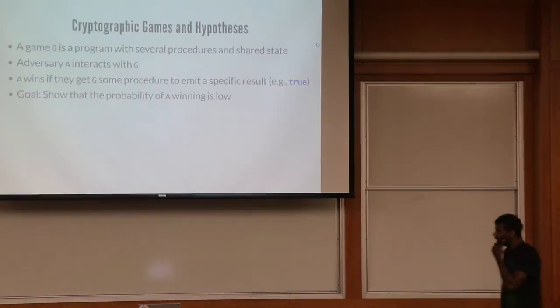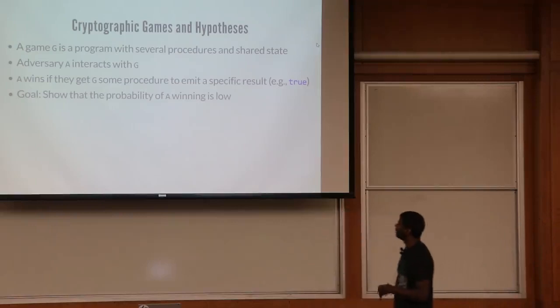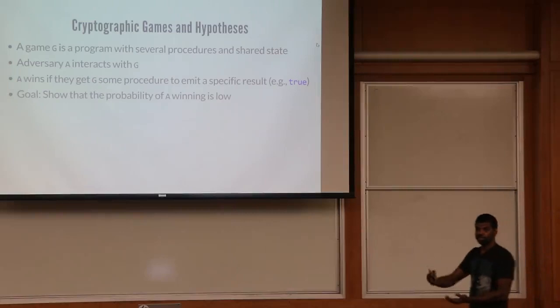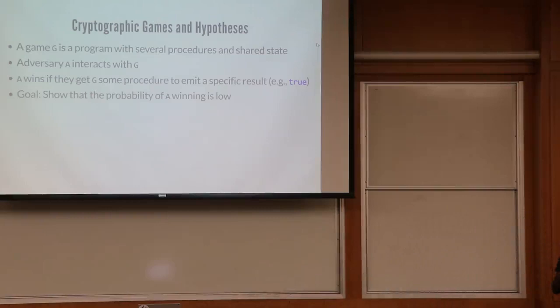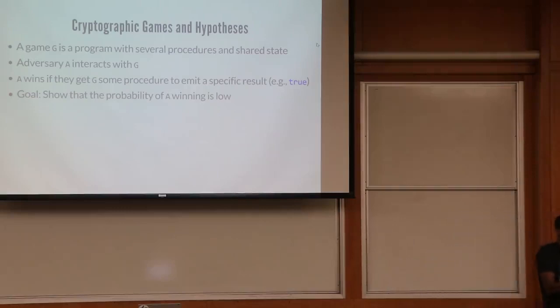The way these kinds of arguments are formalized is using cryptographic games. A cryptographic game is a program that contains several procedures that have some shared state among those procedures. The adversary is also a program that interacts with this game. The objective of the adversary, to win the game, is to get the game to return some distinguished result, say, get one of its procedures to return true. And the goal is to show that the probability of A winning that game is low.